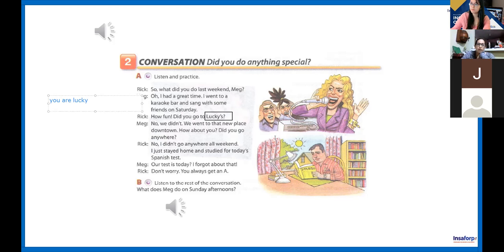Y donde dice part and sang. Bar, ¿en qué línea? En la tercera línea. Bar arriba, and sang. Ah, okay. This one. Karaoke. It is the karaoke bar and sang. Es un bar de karaoke. Eso es donde cantan y ponen las letras. ¿Sang? ¿Qué significa? En sang tenemos, lo vamos a ver en esta lección, que es el pasado. ¿Tiene usted el verbo cantar? Sing. Entonces el pasado sería sang. Ah, okay. Canté. Vamos a ver eso en this lesson. Okay. Any other question?